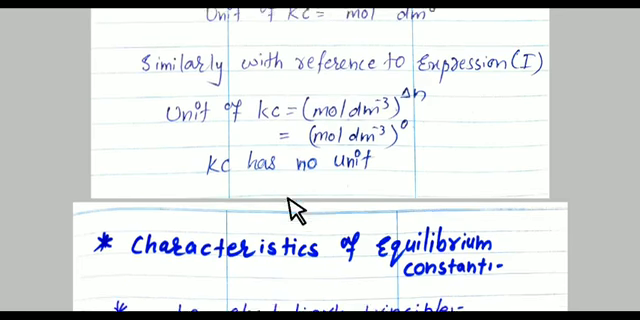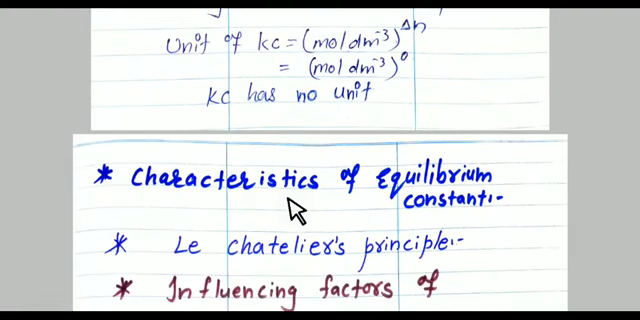Student, there are many characteristics of the equilibrium constant. For example, the equilibrium constant is always independent of the initial concentration of reactant or product. It does not depend on the initial concentration of either reactant or product. Equilibrium constant depends on concentration but does not depend on the initial concentration of either reactant or product.